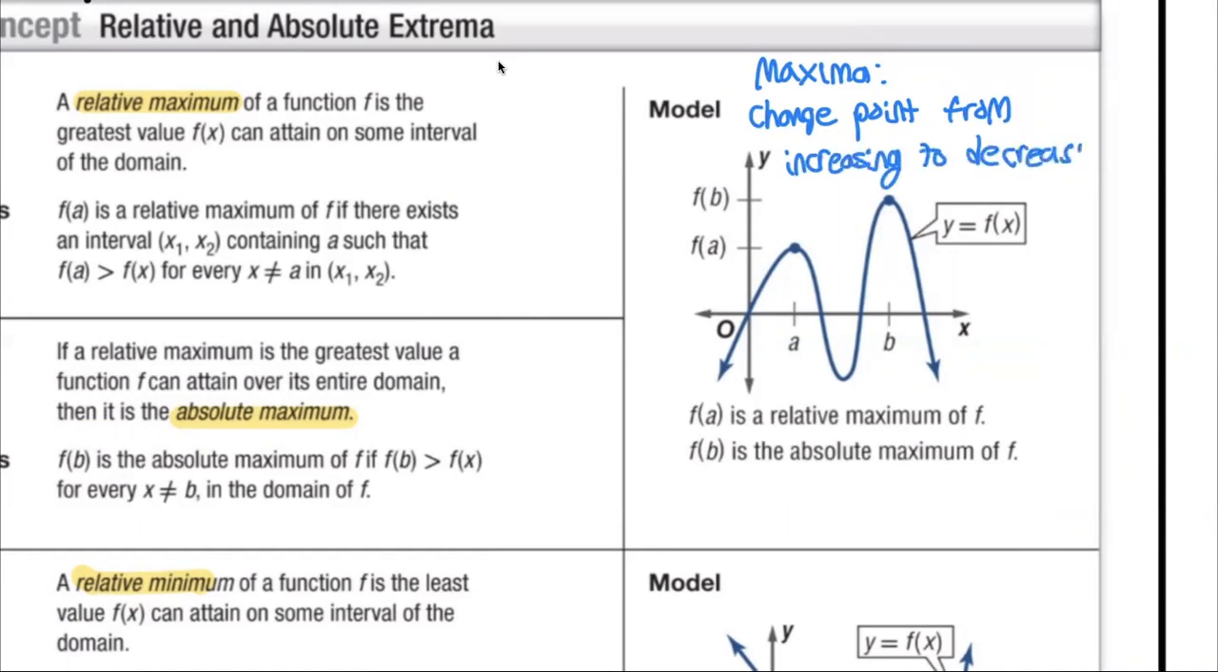By the way, maxima is the plural form of maximum. So if someone says maximums, that's incorrect. They should say maxima. Same for minima. Minima is the plural form of minimum. If someone says minimums, that's incorrect. They should say minima, okay?